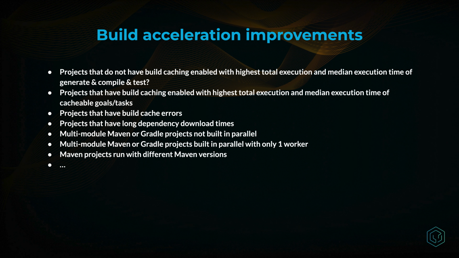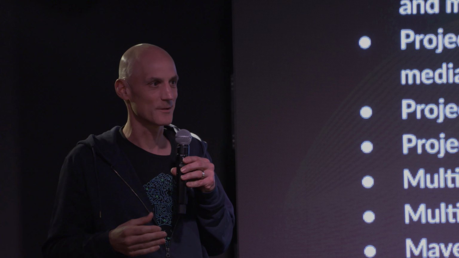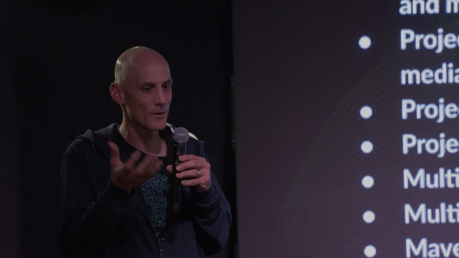And to finish this off, we can also find potential for acceleration improvements, because we all know faster feedback cycles make us more productive. And this is, again, just some ideas. So if you don't have build caching enabled, it's interesting to know which projects create the most task or goal execution time with those goals or tasks that typically can be made cacheable. Right? So you take the compile goals, the test goals, the code generation goals. If you use the cache, you could make those cacheable. So you have a lot of potential for savings. So let's see which ones create the most build time. And then those are good candidates for caching and saving time.